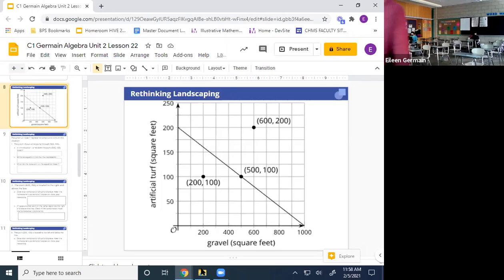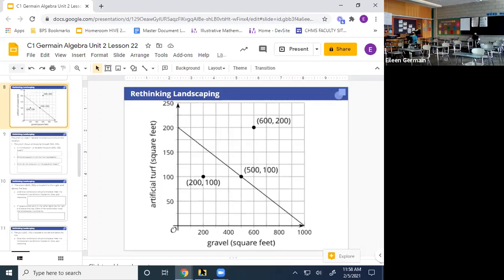Let's think about this point right here, (200, 100). First of all, let's think about it with our new modified constraints. When I modified the constraints at the beginning, before it had to equal $3,000. Now we said it could add up to $3,000. So if it could add up to $3,000, does this point represent a combination that they could buy?